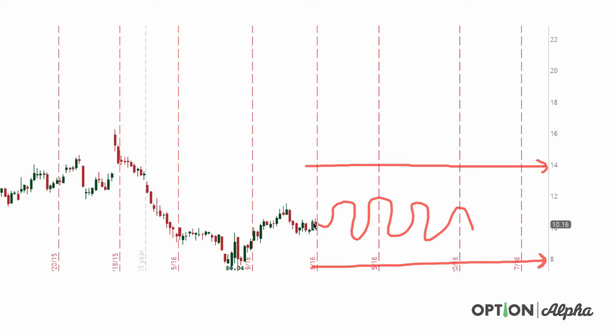Okay, so as long as the stock trades somewhere in this range, it can trade at 801, it can trade at 13,999, right? But as long as it trades between 14 and 8 between now and expiration, then we take in some premium on this trade, or some consideration for selling these options. In that case, that might be, let's say, $100 or $200, whatever the case is.